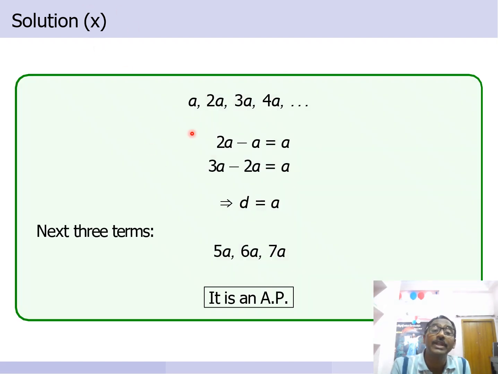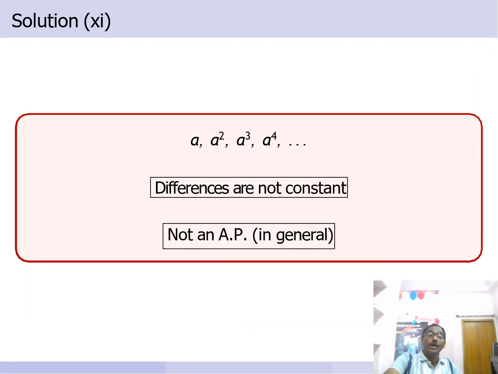Solution for 10th one: A, 2A, 3A, 4A. 2A minus A, you are getting A. 3A minus 2A, you are getting A. 4A minus 3A, you are getting A. Next three terms: 5A, 6A, 7A. It is an arithmetic progression. Next, 11th question: A square, A cube, A power 4 and so on. Differences are not constant. So A cube minus A square is not equal to A power 4 minus A cube. So this is not an arithmetic progression.